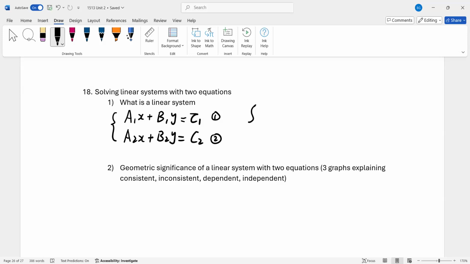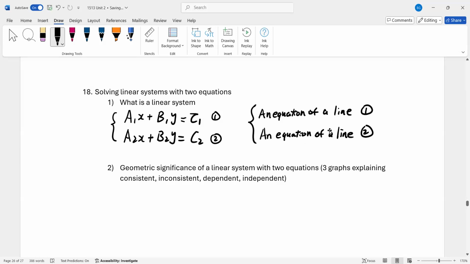And to make it simple for us, the first equation is the equation of a straight line. The second equation is also an equation of a straight line. If you see a system like that, that system is a linear system. The key word here is linear. A linear system is a system with linear equations in it only.